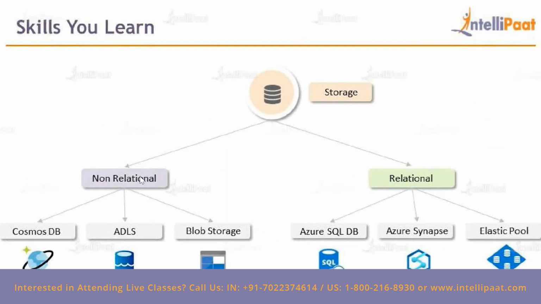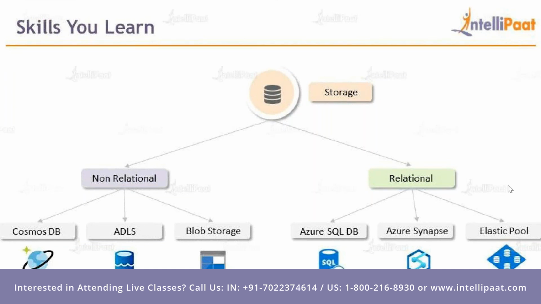As you can see here, there are storages. So you have non-relational and relational. Non-relational is what I meant when I said NoSQL DBs. Here we have your Cosmos DB, and your ADLS, which is Azure Data Lake Storage. ADLS was in the older version. Now we use ADLS 2, which is a combination of ADLS and blob storage. And blob storage is another kind of non-relational storage provided by Azure.